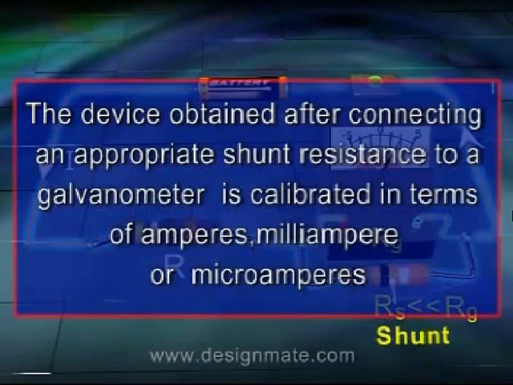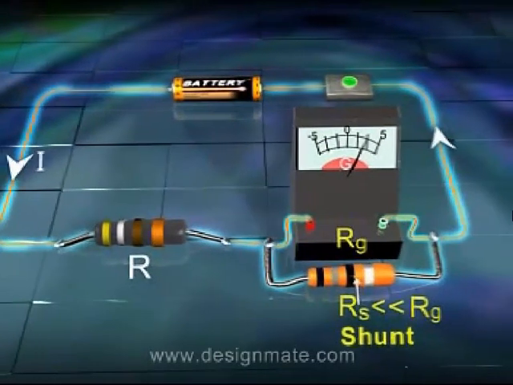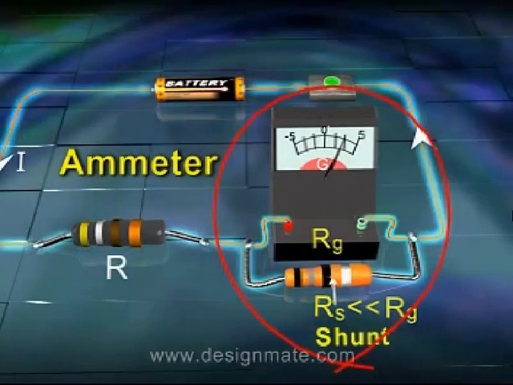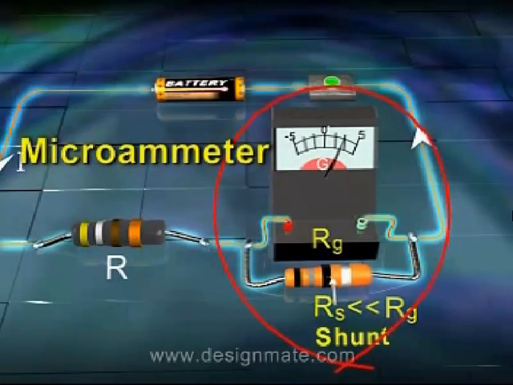The device obtained after connecting an appropriate shunt resistance to a galvanometer is calibrated in terms of amperes, milliamperes or microamperes by passing known currents. Such a device is then the ammeter or milliammeter or a microammeter.